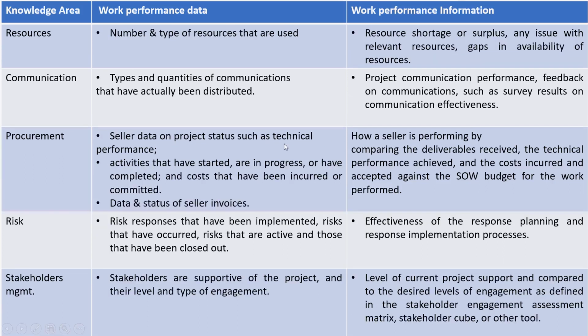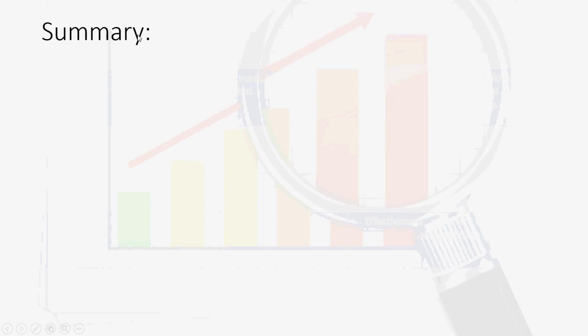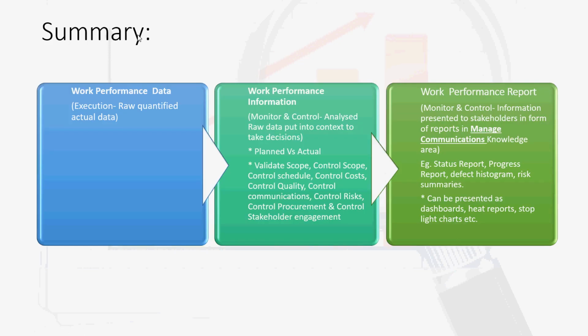Now that we have understood the difference between work performance data and work performance information for each knowledge area, let's move on to the summary of what we have discussed so far. Work performance data, we know, is raw quantified actual data received from the observation in the execution phase of the project. This data alone cannot be used for decision making, and therefore we have work performance information. When work performance data gets analyzed and put into context, what we get is work performance information.